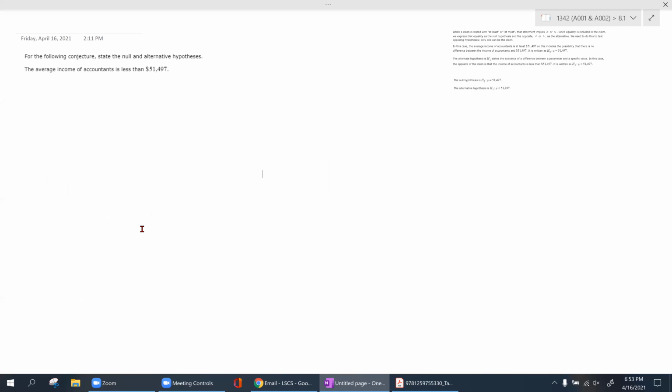For the following conjecture, state the null and alternative hypotheses. The average income of accountants is less than that given value. So again, I'm going to write my alternative hypothesis, H1, such that mu is less than that value.